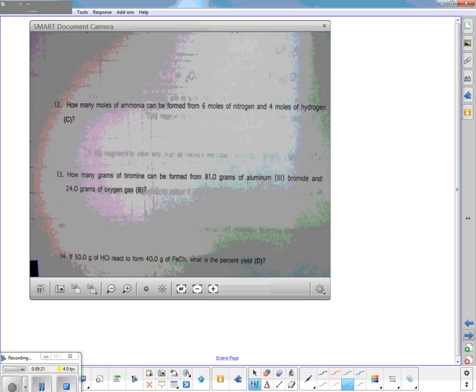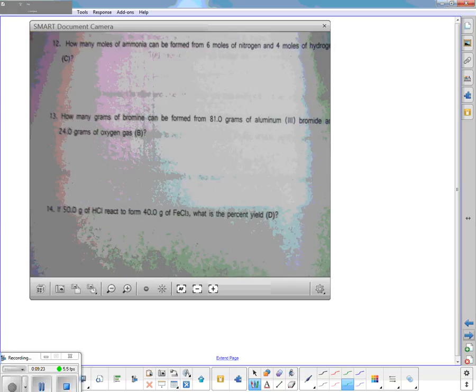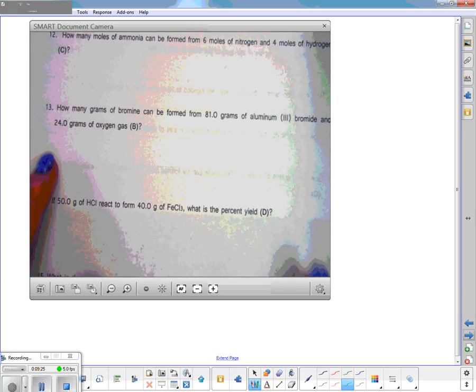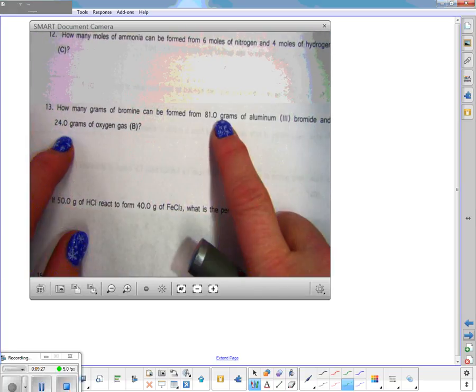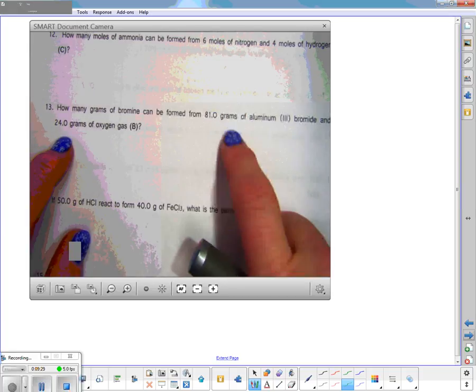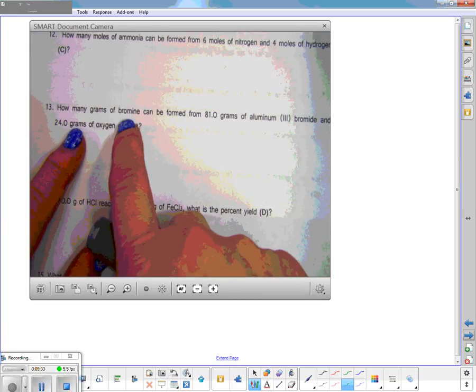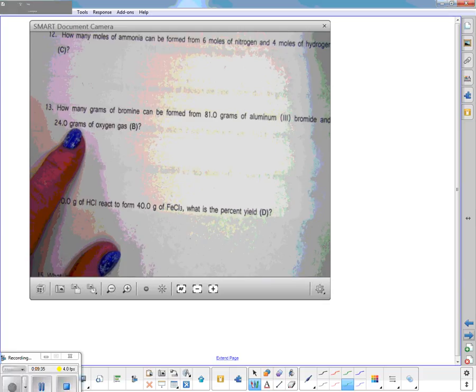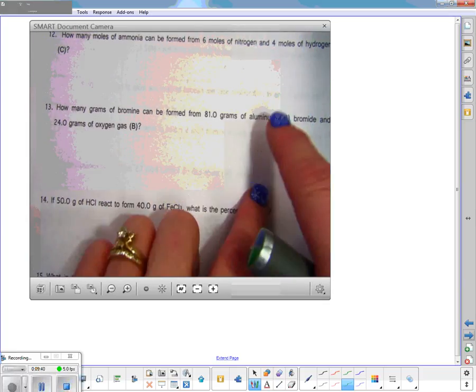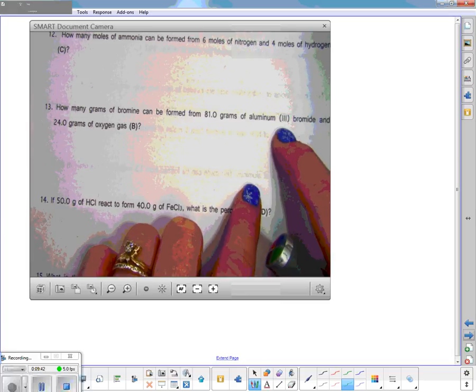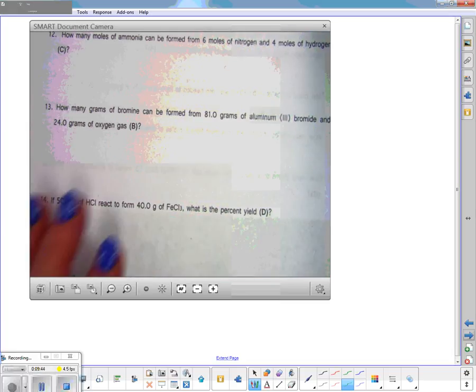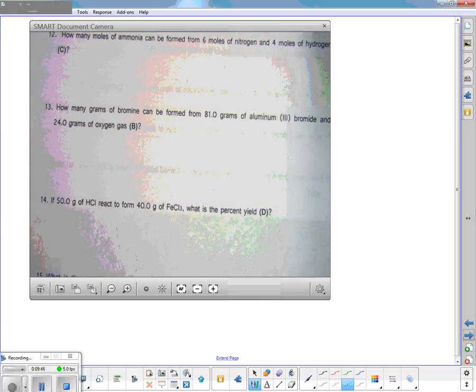When we get on to 13, on number 13, we now start with grams. So now we got to change each of these from grams to moles, then from moles to moles, and then from moles of bromine to grams of bromine. So you're going to have 3 conversions. Again, you'll pick the smallest one. That'll be your answer. So instead of counting up, we would be weighing them.